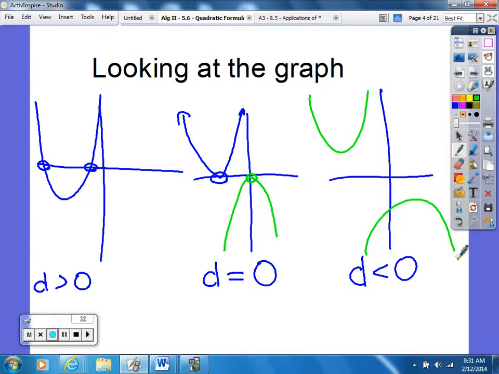So any questions on the graph? Okay. We're going to do a problem here in a minute, but before we do that problem, we're actually going to try to memorize the quadratic formula.